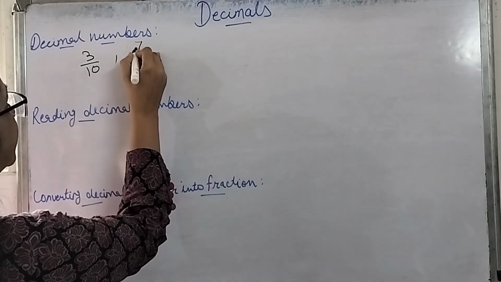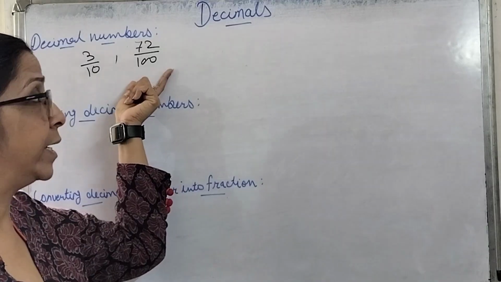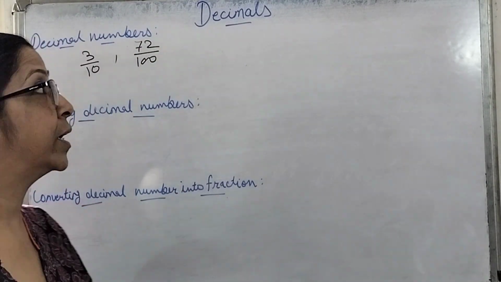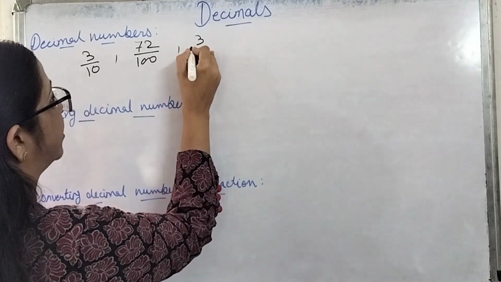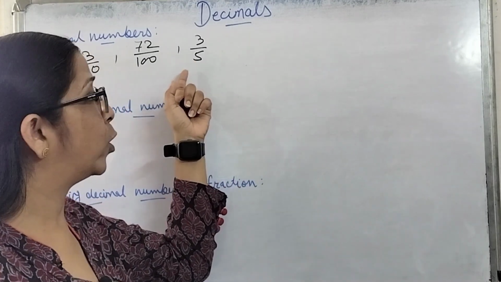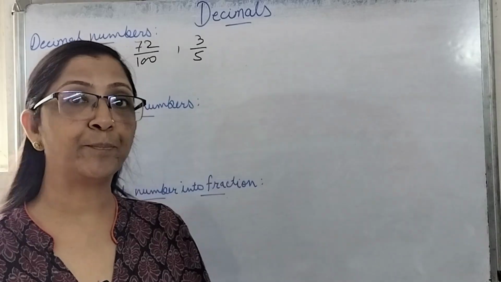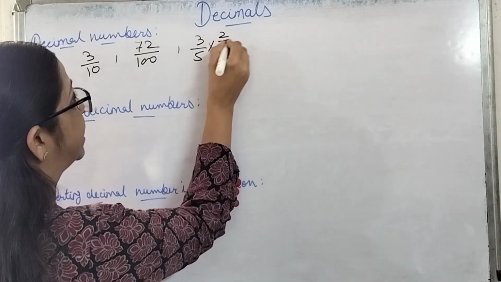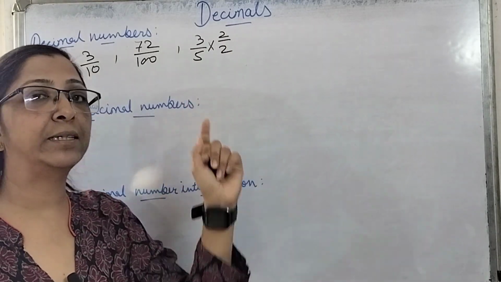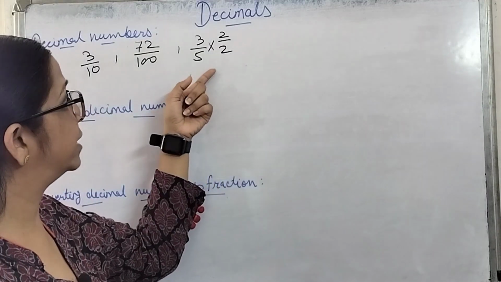Along with that, if I say 72 over 100, over here the denominator is 100, which is a higher power of 10. So we will say that 72 upon 100 is an example of a decimal fraction. If I take an example of 3 upon 5, over here the denominator is 5. It is neither 10 nor a higher power of 10. But this 5 can be converted into 10 by multiplying the numerator and the denominator by 2. If we multiply the numerator and denominator by the same number in a fraction, then the value of the fraction remains the same. We have already learned this in the chapter on fractions.